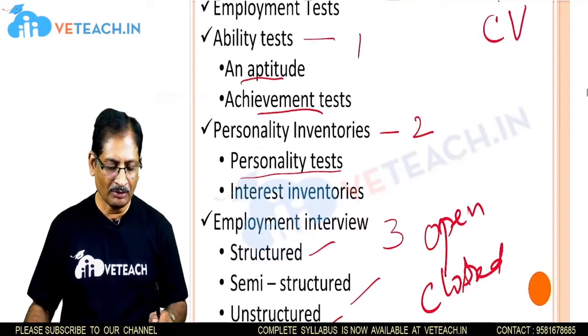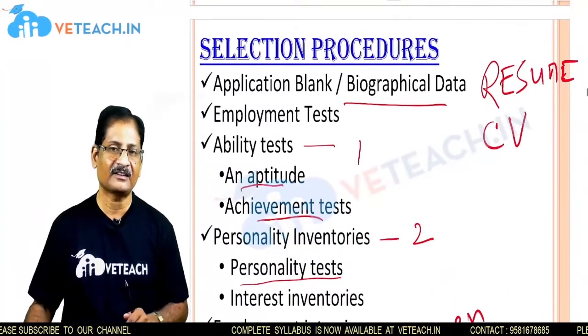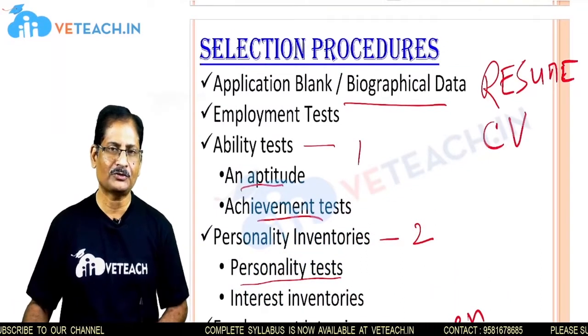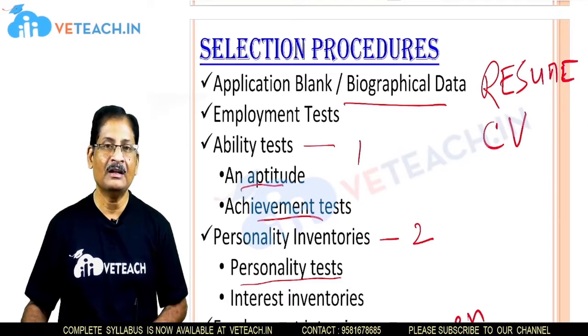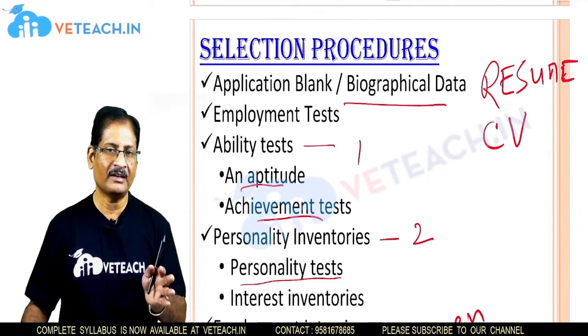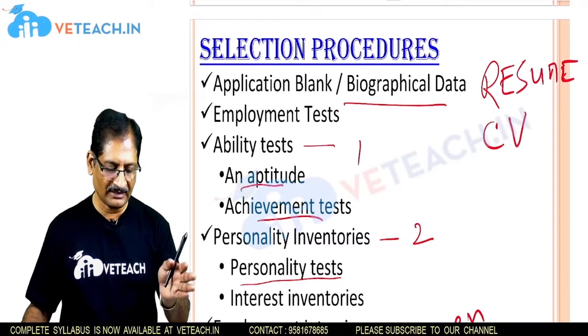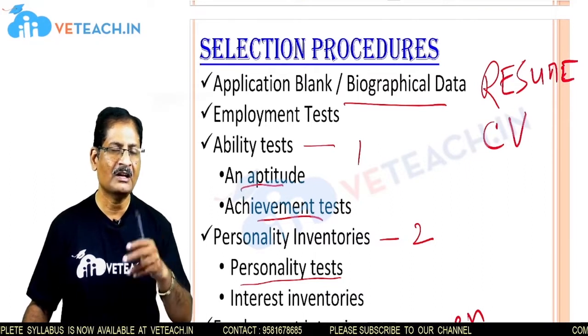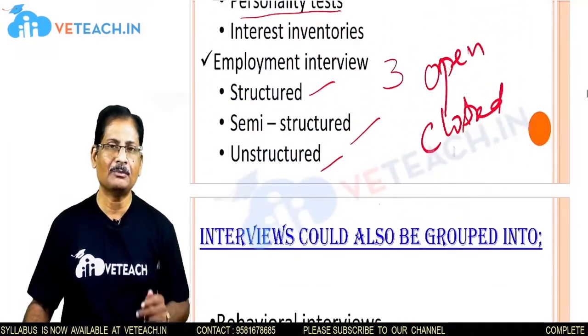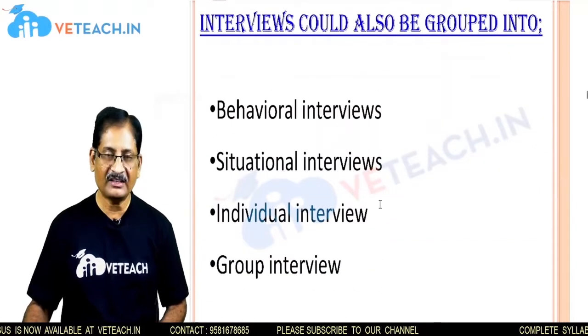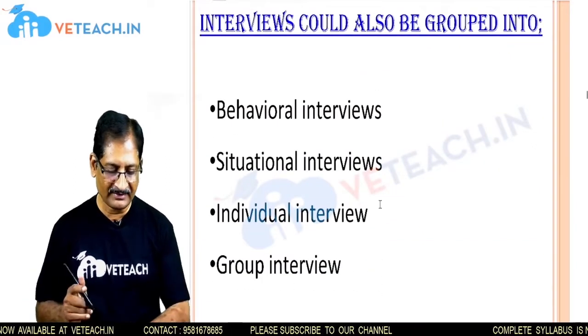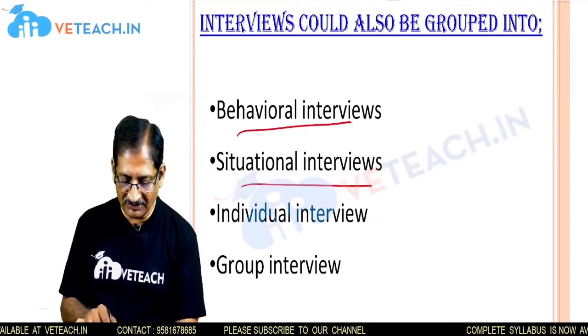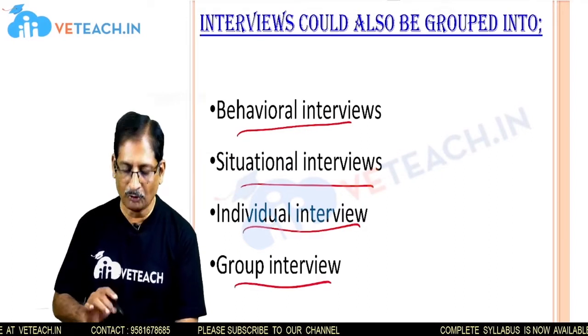Like this, we follow various selection criteria or selection procedures. First we are supposed to have the resume or CV with us. Then we take up the employment test, where one is the ability test related to aptitudes or achievements, followed by the personality test, and from there we move to the interview process. Generally this interview could also be done in other ways: the behavioral interview, situational interview, individual interview, and group interview.